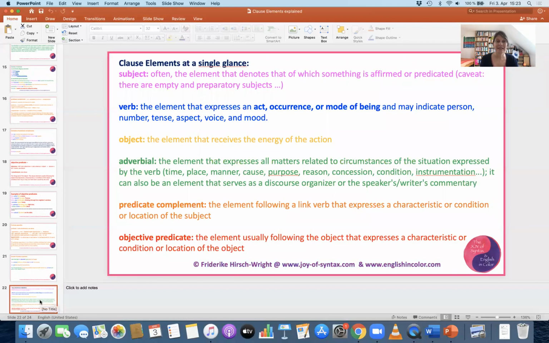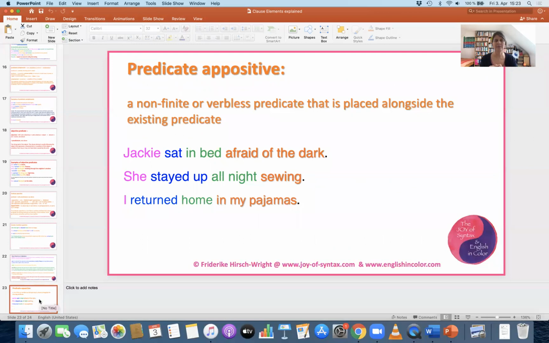Okay, here are the clause elements again at a single glance. We have subjects, verbs, objects, adverbials, predicate complements, and objective predicates. You can pause the video and take a screenshot. And in addition to that, we have this thing that looks like a clause element, but is actually a second predicate, either verbless or non-finite, which has been placed into an existing sentence. In some cases it's added, but it can also sometimes be inserted, as we saw previously, or it can be added in initial position.